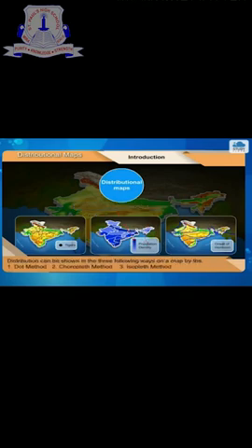Distribution can be shown in the three following ways on a map: 1. Dot method, 2. Choropleth method, 3. Isopleth method.